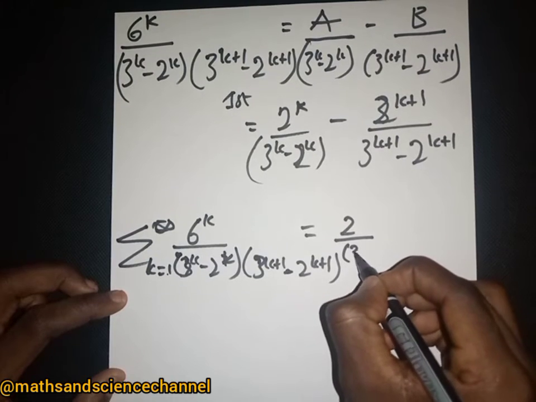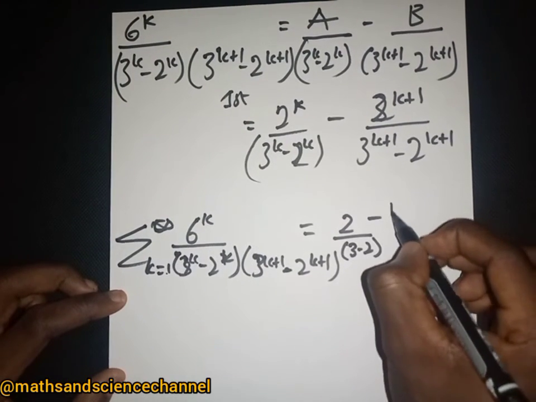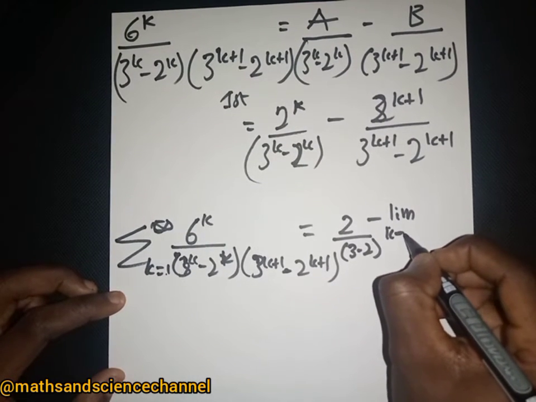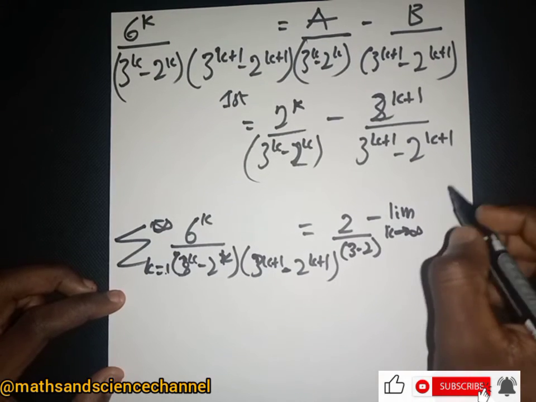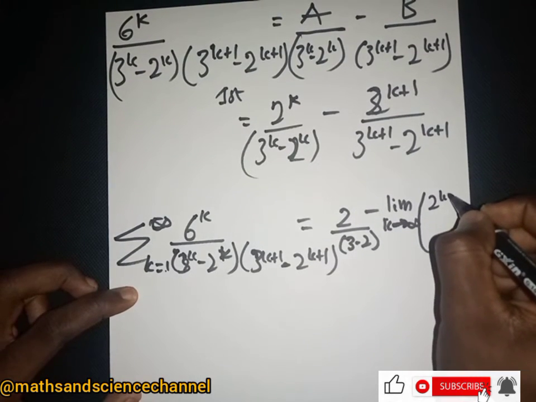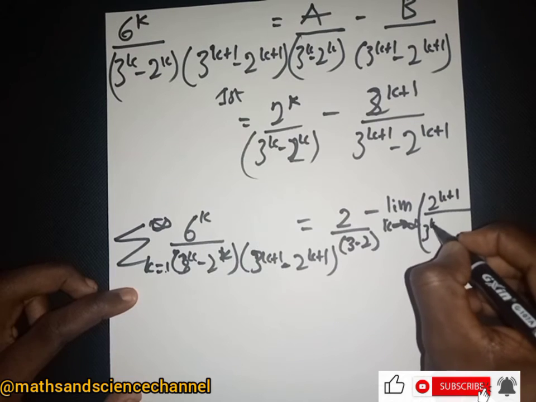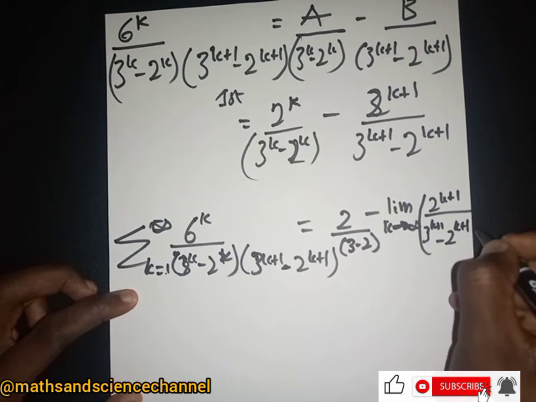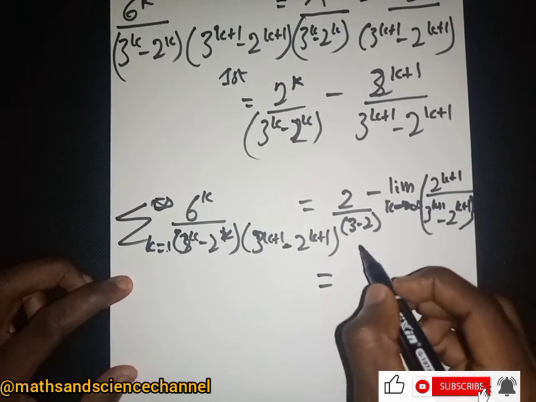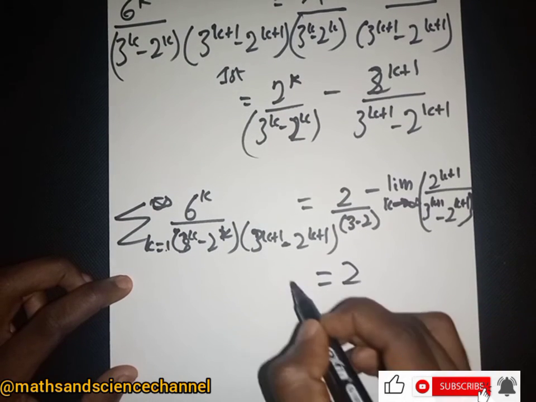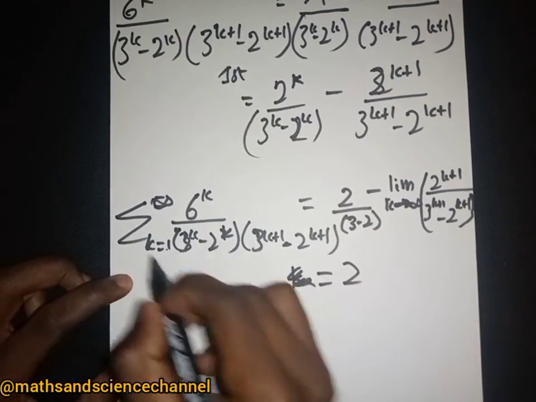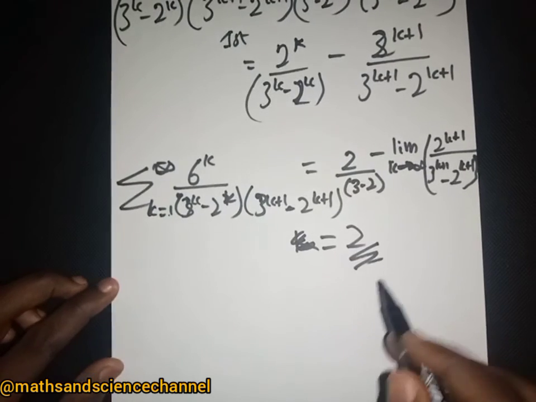then over here we add 3 minus 2, then minus, so we apply the limit as k is approaching infinity, and realize that for this part, 2^(k+1) divided by 3^(k+1) minus 2^(k+1), all of this goes to 0, and we just have 2 here. So sorry, we have 2 as the sum of all of that.